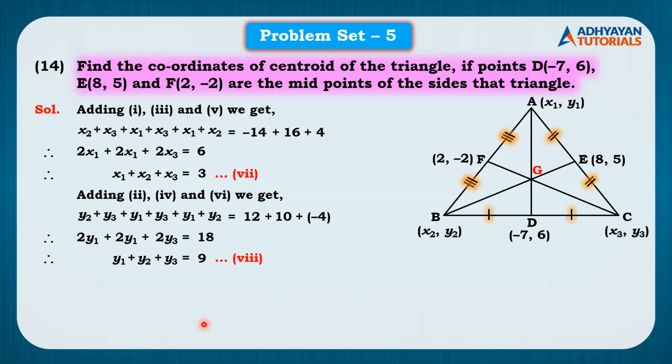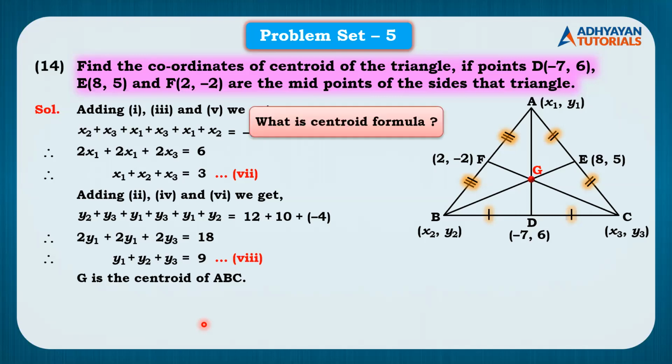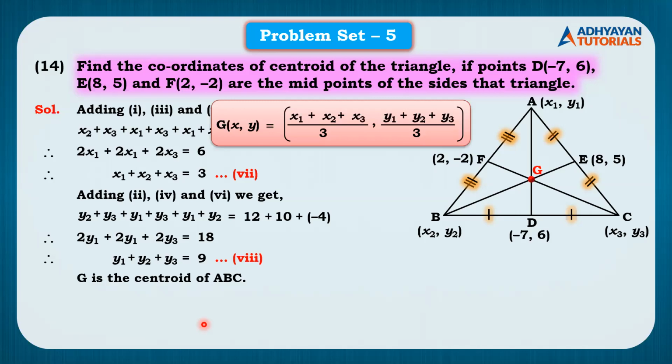So students, have you understood why did we add all the x coordinates and y coordinates separately? Because x के coordinates को फाइंड करना है सेंट्रोइड का तो फॉर्मूला इज x1 plus x2 plus x3 upon 3. Okay, सो नाउ G इज द सेंट्रॉइड, हमें पता है, जो क्वेश्चन में बोला है कि देयर इज अ सेंट्रॉइड, एंड हमने तीनों मीडियंस का मीटिंग पॉइंट को सेंट्रॉइड बोला है, जो G है. सो G इज द सेंटर ऑफ ट्रायंगल ABC. अगर G के कोऑर्डिनेट्स हमें फाइंड करने हैं तो सेंट्रॉइड फॉर्मूला पता होना चाहिए.